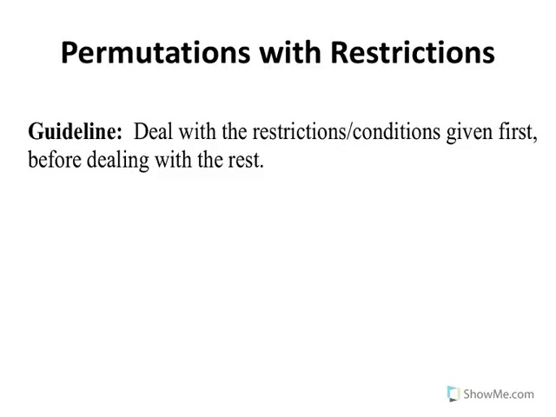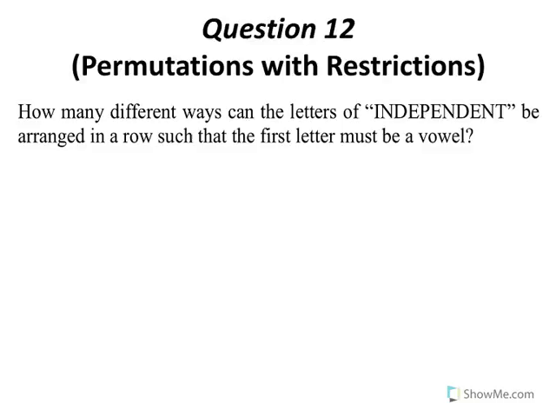Okay, so next one. Question 12. How many different ways can the letters of INDEPENDENT be arranged in a row such that the first letter is a vowel? What is a vowel? My English is not very good, but I think it's A, E, I, O, U, right? So vowel versus consonant. Alright, so how many letters do we have? Total how many?